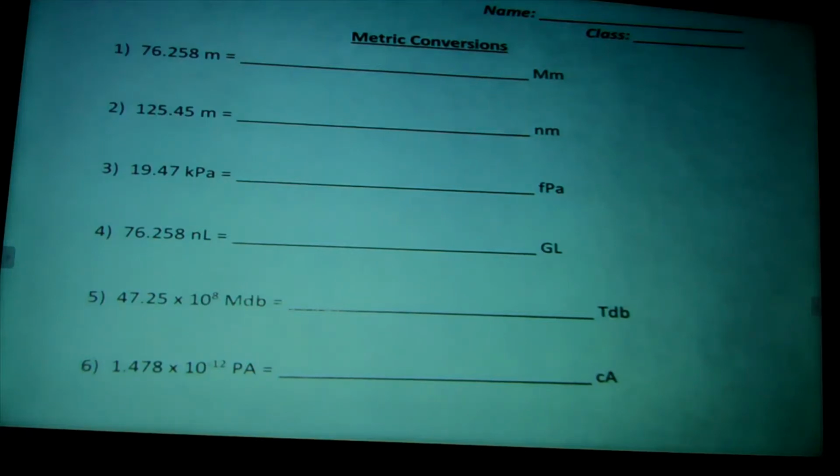Alrighty guys, so here's this video I was telling you about. I want to go through all these metric conversions and show you why these answers are what they are. Not just give you an answer key, but actually have a video explaining why these are the answers and to help you as much as I possibly can.